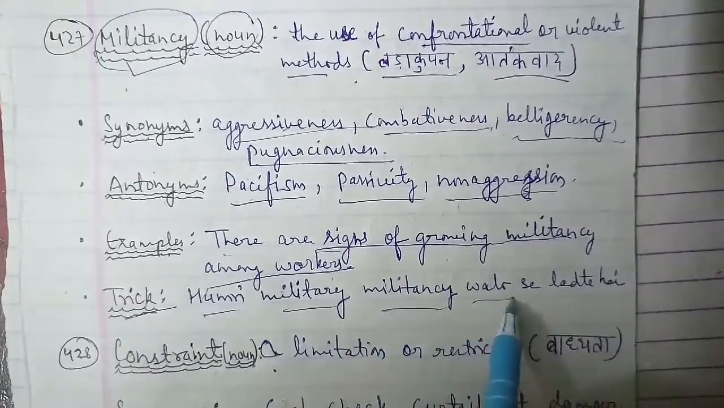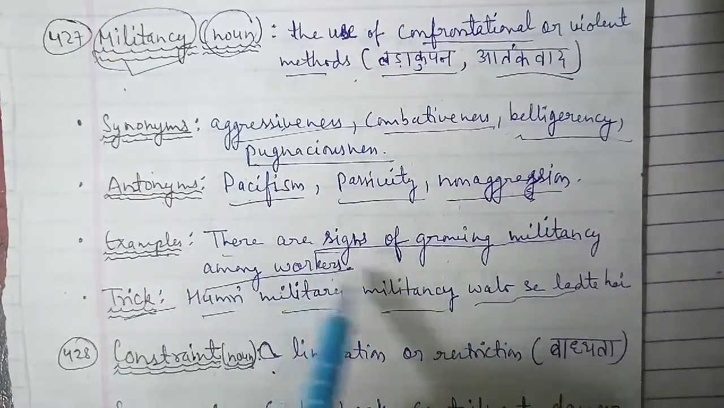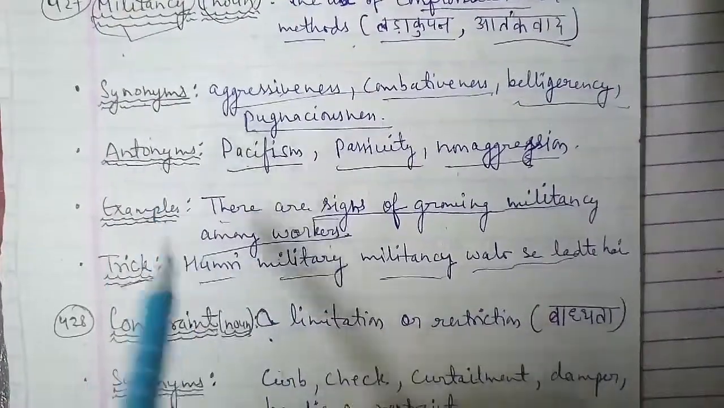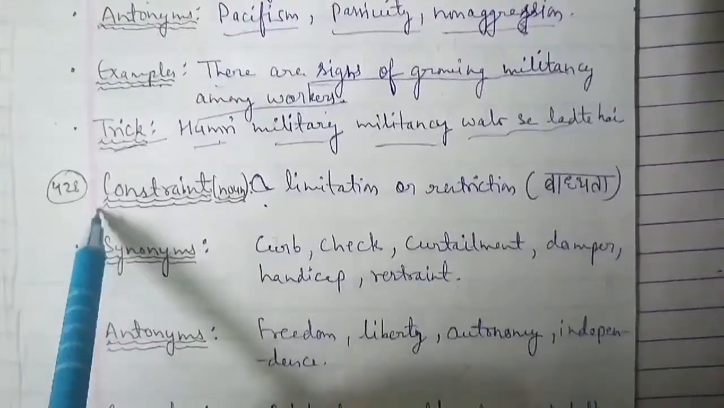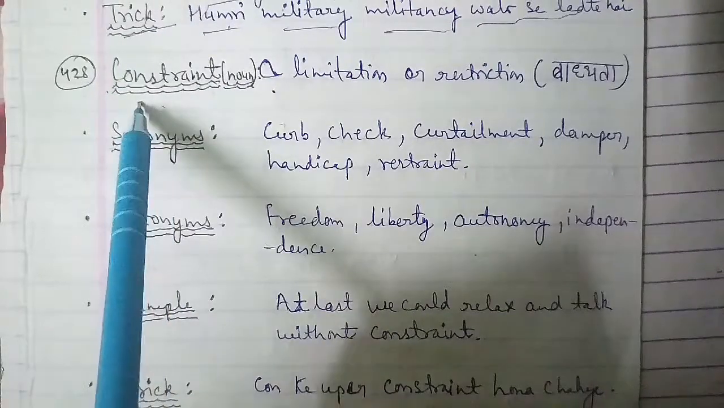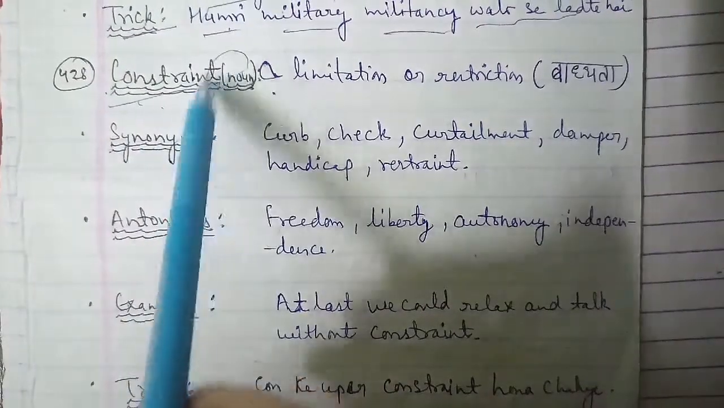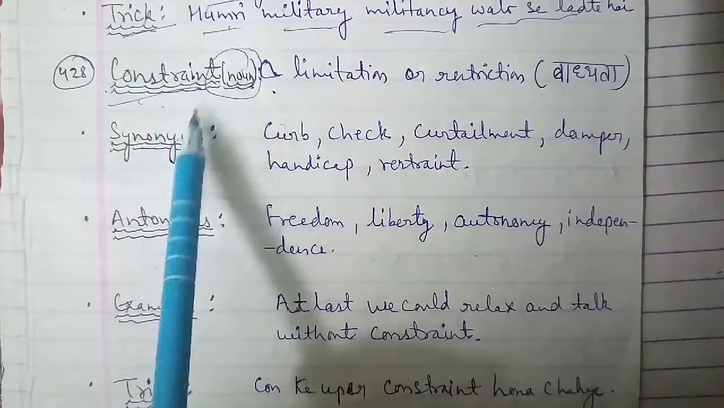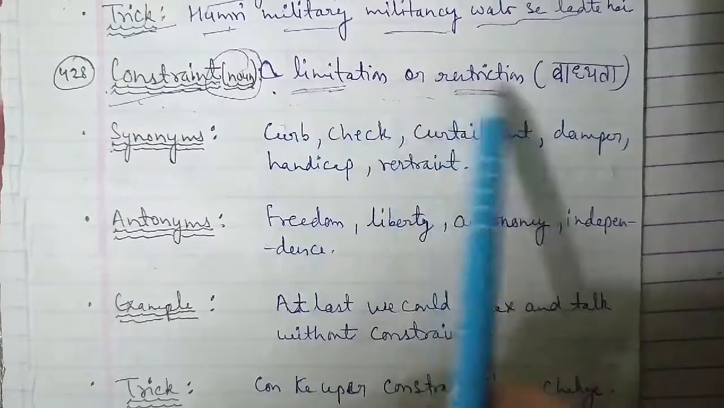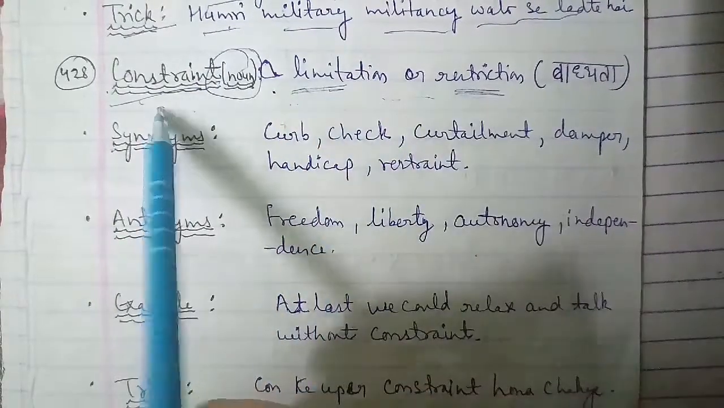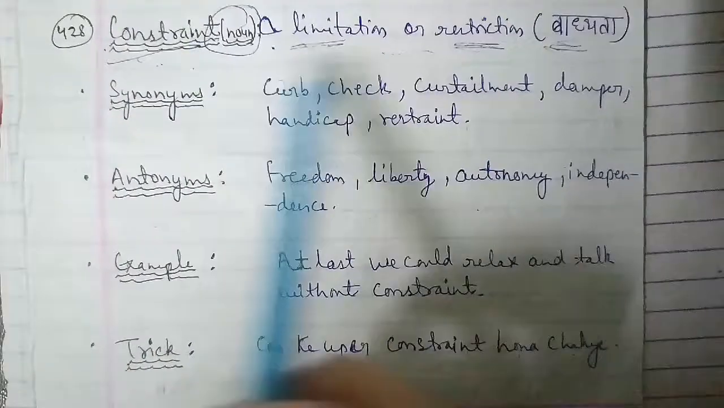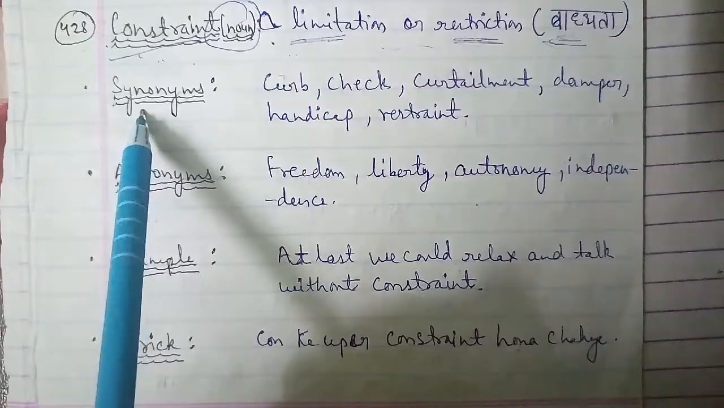एक limitation होना, एक restriction होना. This is the meaning of constraint, and in Hindi you can say बाध्यता. So that is the constraint, limitation, restrictions. The synonyms of constraint here are curb, check, curtailment, damper, handicap, restraint. So these were the synonyms of constraint here. Now talking about the antonyms of constraint: freedom, liberty, autonomy, independence.